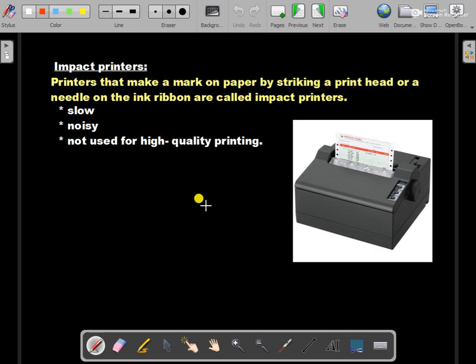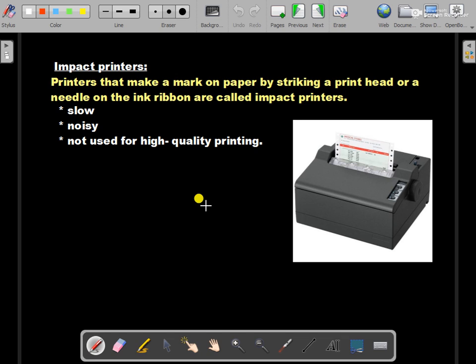Impact printers. Printers that make a mark on paper by striking a print head or a needle on the ink ribbon are called impact printers. I can say it another way: impact printers are printers which work by creating a direct contact between the ink ribbon and paper.